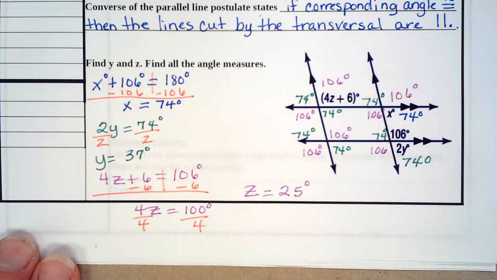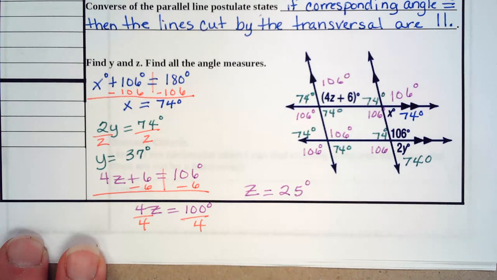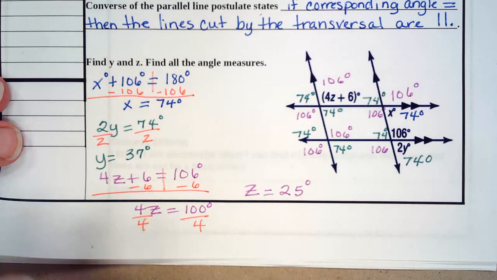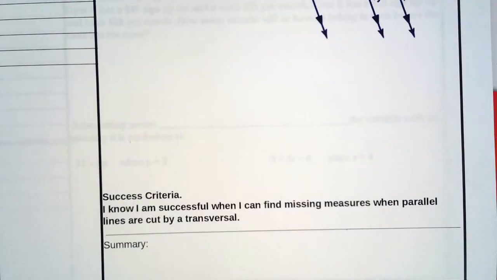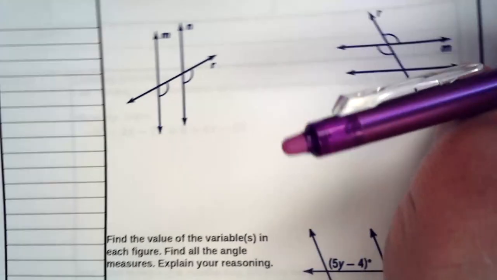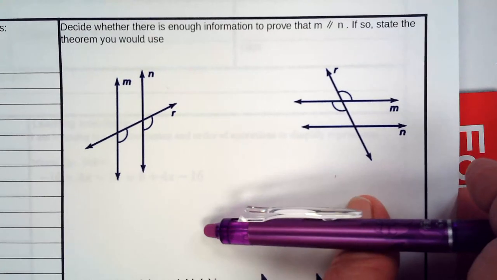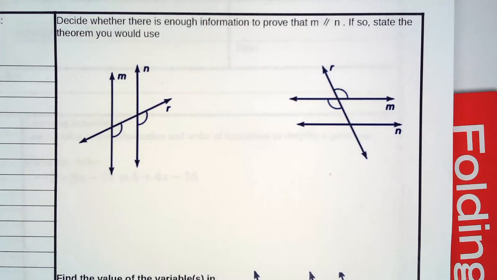Okay, so as you can see, once you figure out the pattern, the math becomes fairly easy. So let's look at the next. We're always wanting to prove things. So we're going to look at these two pictures and decide whether there's enough information to prove that M is parallel to N. If so, state which theorem.